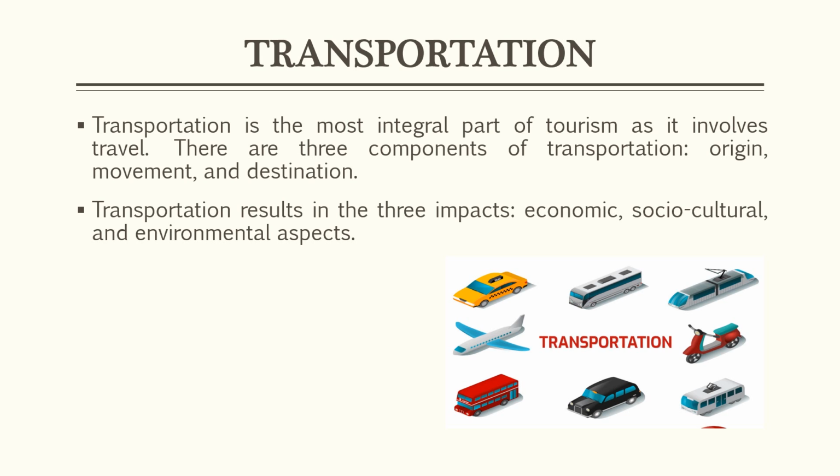Okay, so now let's move on to the transportation sector. Transportation is the most integral part of tourism as it involves travel. There are 3 components of transportation. We have origin, movement, and destination. The origin is important in transportation because this is where the tourists are coming from. Next is the movement. This is the transfer of tourists from the origin point to the destination point. And lastly, of course, the destination. It is where the tourist is going.